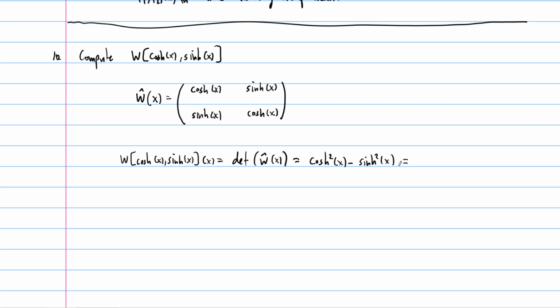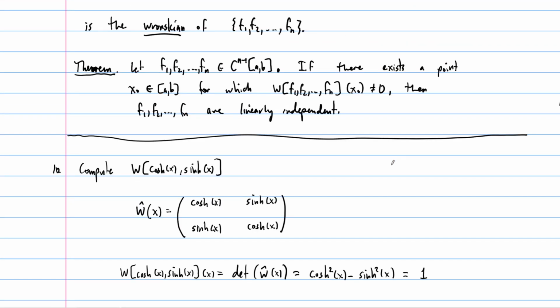And I'm sure you all remember your hyperbolic trigonometry, right? This is the Pythagorean theorem for hyperbolic geometry. Cosh squared minus sinh squared is equal to 1. Identically equal to 1. It's always 1. All right? And so it's actually equal to 1 for every x value, right? So based on our theorem up here, not only is it not 0 for some value of x, it's not 0 for every value of x, right?